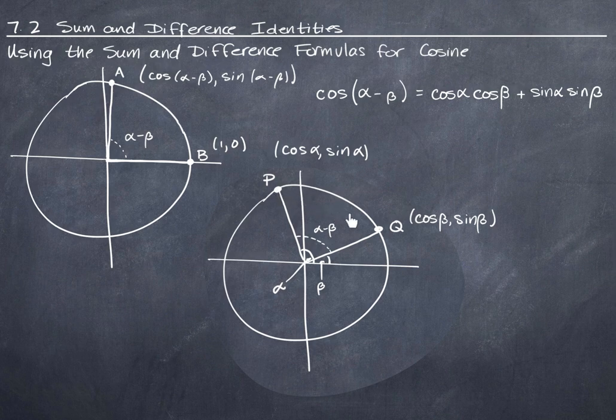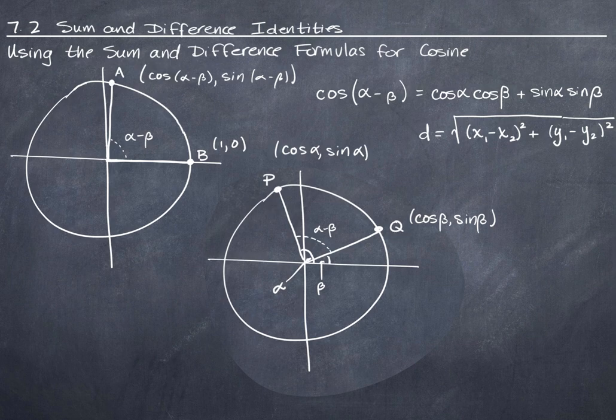Now we're going to find the distance from P to Q and the distance from A to B. Because these angles are the same size, these distances will also be the same. Using the distance formula, let me remind you what that is. The distance between any two points is equal to the square root of the x-coordinate of the first point minus the x-coordinate of the second point squared plus the y-coordinate of the first point minus the y-coordinate of the second point squared.